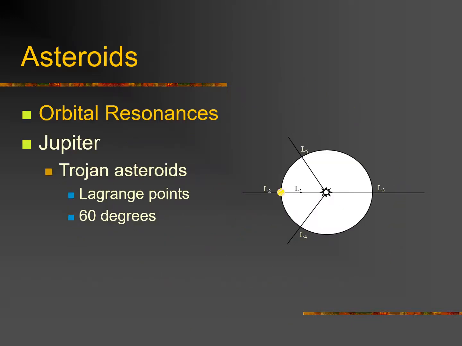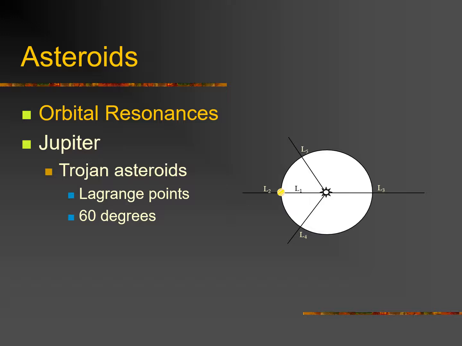So, the Trojan asteroids lie on what we call the Lagrange points. These are points in orbital resonance with Jupiter. They were calculated by the mathematician Joseph Lagrange in 1772. He calculated that there were 5 resonance points. The asteroids have been located at all of these points. However, the most stable resonances occur at your L4 and your L5 points.